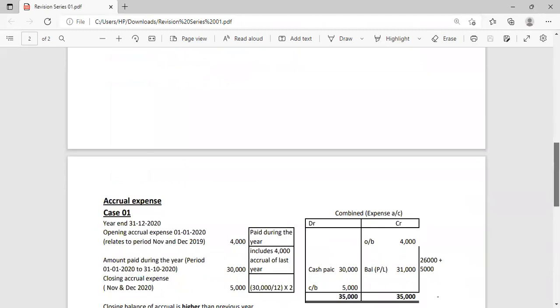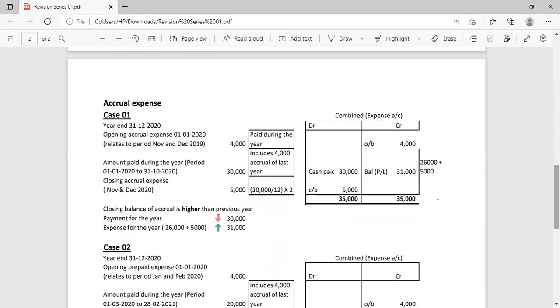Let's discuss the accrual expense. What are accrual expenses? Accrual expenses are those expenses where you have consumed the benefit of a certain amount, but you have still not paid the amount regarding that expense. The amount has not yet been paid, but the benefit has been consumed. When the benefit is consumed, the amount becomes due, liable to be paid at a certain date. Whenever this situation comes, you will record an accrual expense.